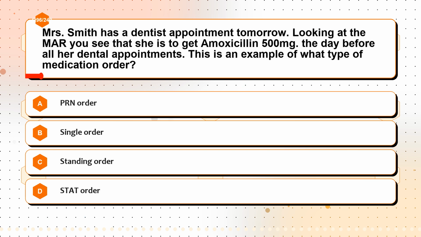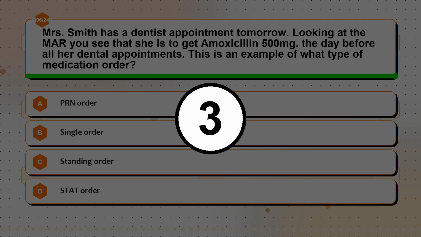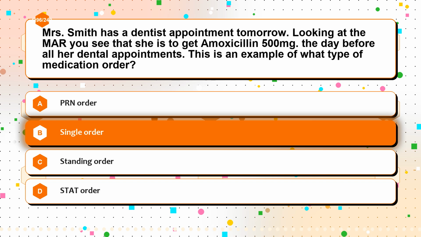Question 96. Mrs. Smith has a dentist appointment tomorrow. Looking at the MAR, you see that she is to get amoxicillin 500 mg the day before all her dental appointments. This is an example of what type of medication order. Here are the options. Option A, PRN order. Option B, single order. Option C, standing order. Option D, stat order. The correct answer is option B, single order.